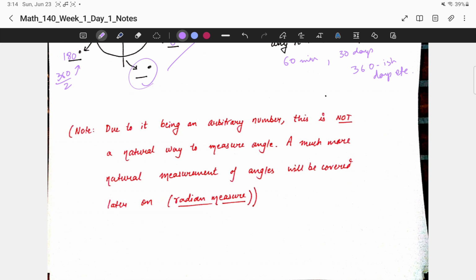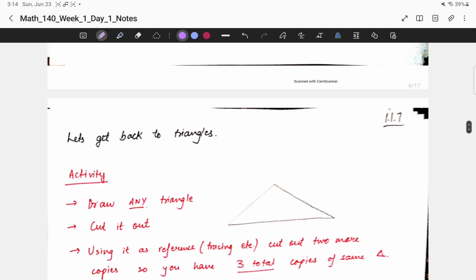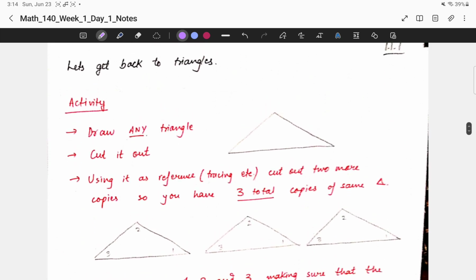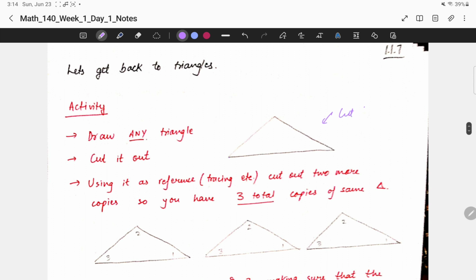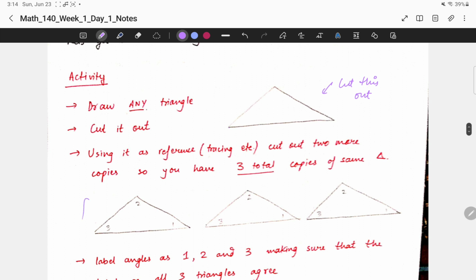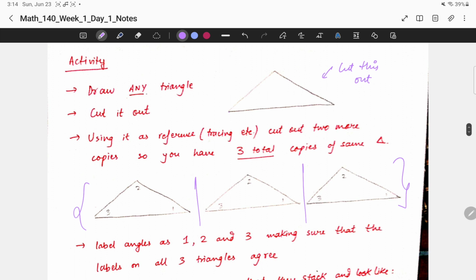Okay, so that's all about measurements and everything. Now we got to get back to what we started with, which is going to be a little activity with a triangle, which I'm going to cover in the next video, but you can prepare yourself by following these instructions. Draw any triangle and then you cut it out, and using it as a reference, cut out 2 more copies, so you have 3 total copies of the same triangle. Okay, so you can go ahead and do that, and I will do that too, so that when I make the next video I have those triangles with me.